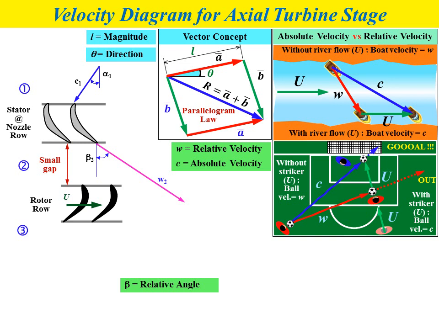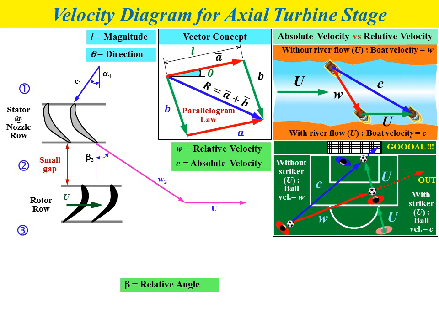Because we only have a very small gap between the stator and the rotor, the blade speed of the rotor will affect the condition, or the velocity diagram, at the outlet of the nozzle. So for the velocity diagram at the outlet of the nozzle, we need to include the vector u for the blade speed.